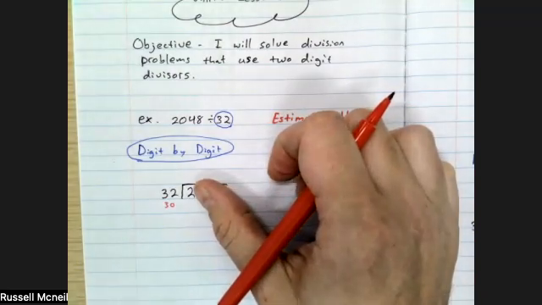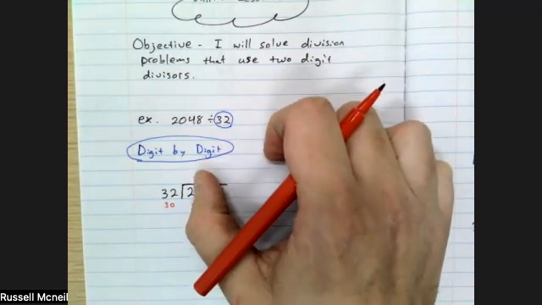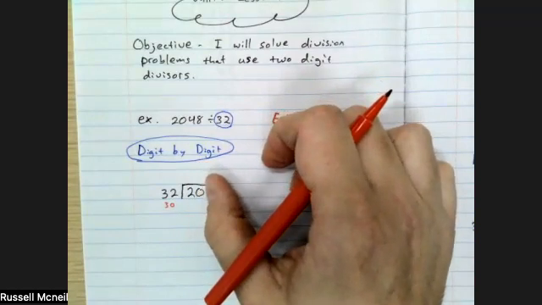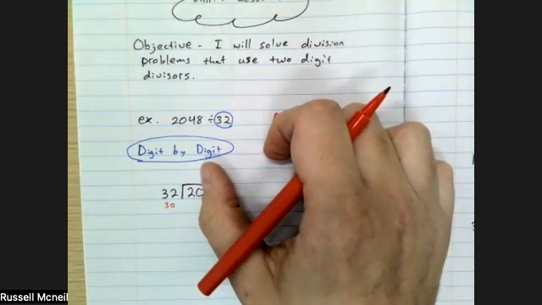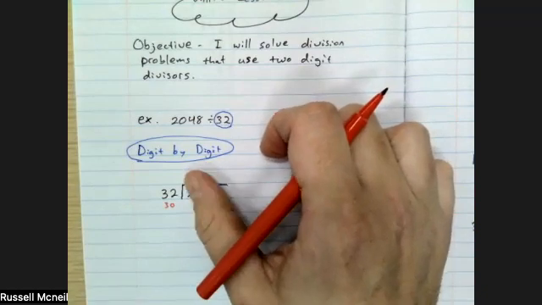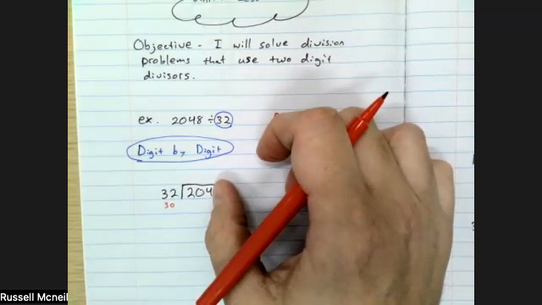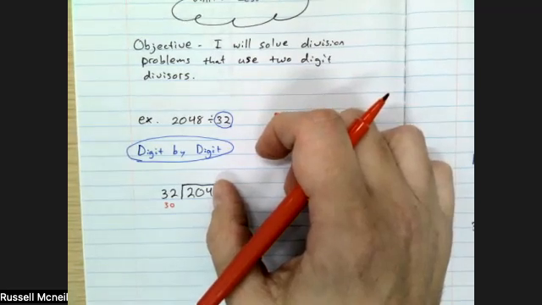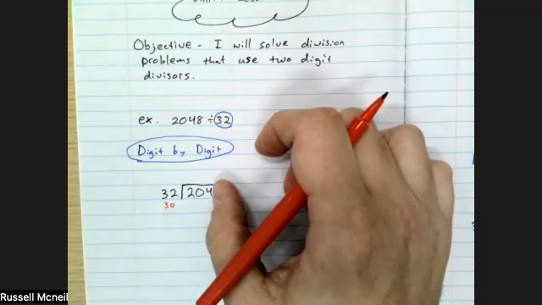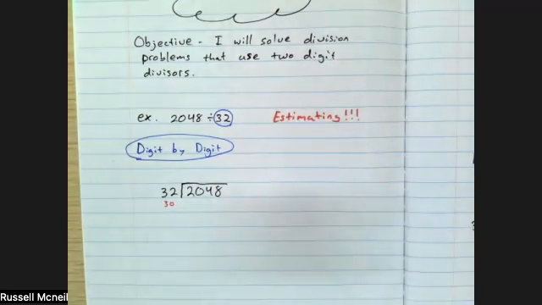Does 30 go into 2? No. So we leave the space above the 2 blank. Does it go into 20? Nope. We are going to leave that space blank. What about 204? Yes, we can fit 30 into 204. This is where we really need to think about how many 30s fit into roughly 200. So I know there are 3 30s in 100. So it's a safe bet that we use 6.